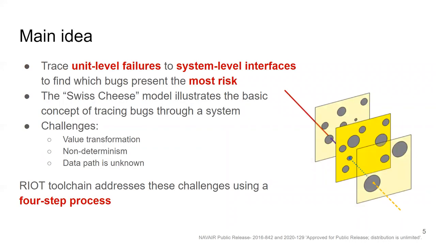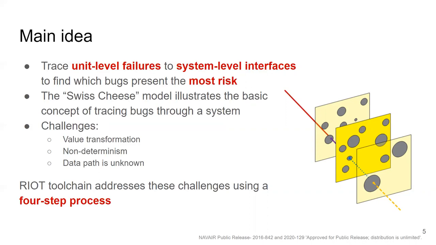The main idea of Riot is that we trace unit-level failures to system-level interfaces to find which bugs present the most risk. This is illustrated by the Swiss cheese model, a concept from the security space. It represents the basic concept of tracing bugs through a system as inputs pass through layers of the system and are transformed. The challenges of this data path are that values can be transformed at every layer, the system introduces non-determinism in the transformations, and the exact data path is unknown.